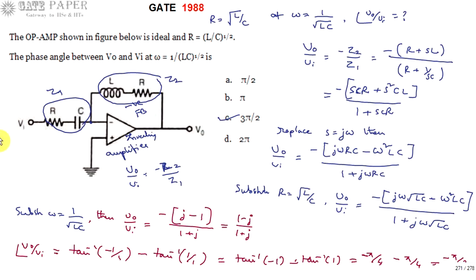The answer is minus pi by 2, but minus pi by 2 is not among the options. So you can write it as 2 pi minus pi by 2, which doesn't change the phase angle. That is treated as 3 pi by 2. So the right answer is C. 3 pi by 2 is the phase angle between output and input.